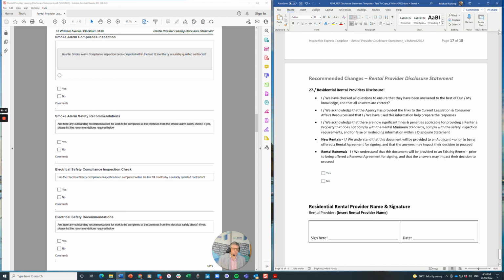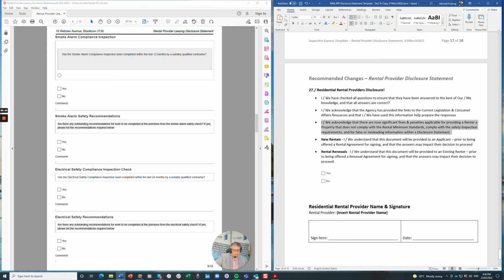We acknowledge that there are now significant fines and penalties applicable for providing a renter a property that does not comply with the rental minimum standards, comply with the safety inspection requirements, and for false or misleading information within a disclosure statement. That's a ripper because I've just written that one.